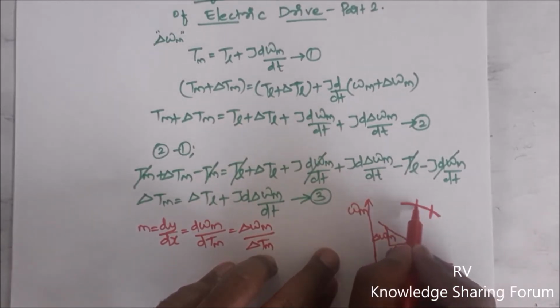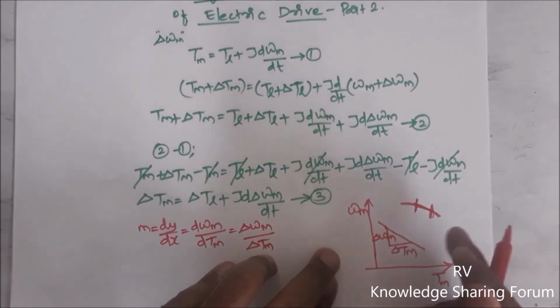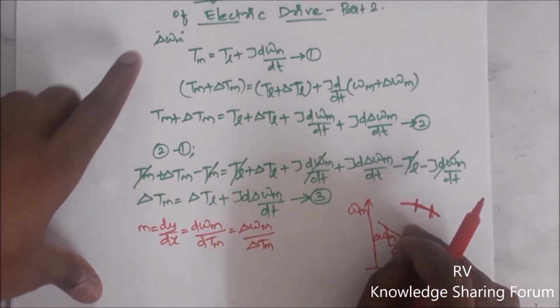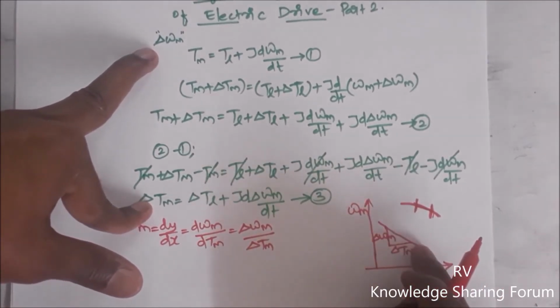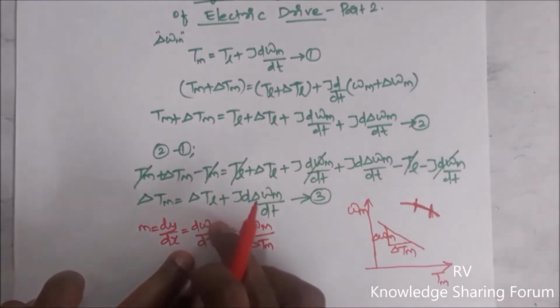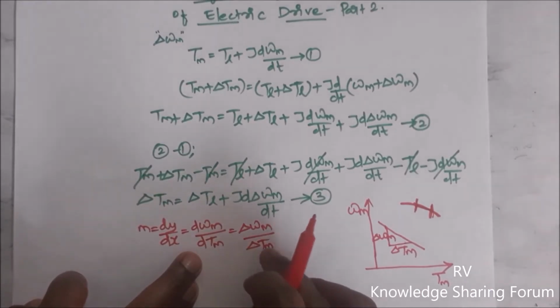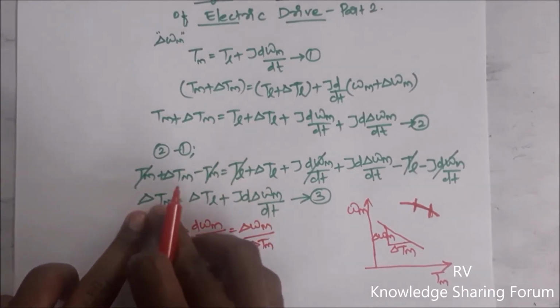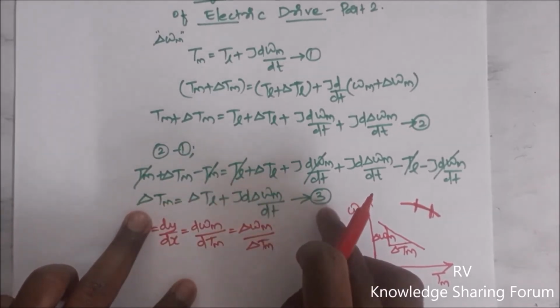If you carefully look at this small portion, it will be almost like a straight line. Therefore, the change in this small portion is almost a straight line. So here we are assuming that the small change in the torque due to the small change in the speed is the slope of the straight line, and it is identified as d omega m by dTm is equal to delta omega m by delta Tm. From this we will try to find out delta Tm, which is our requirement for equation 3.